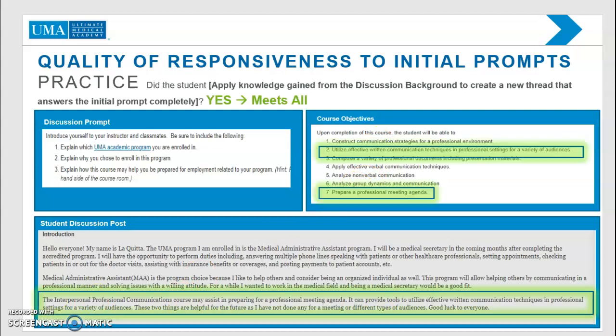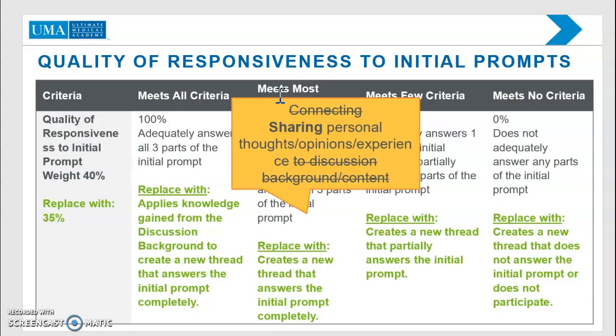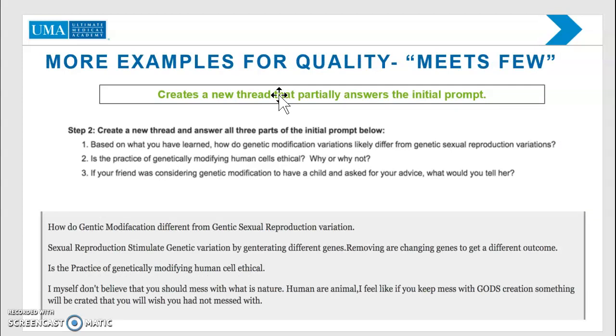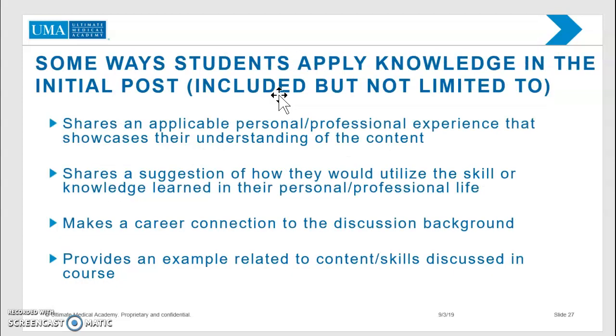So make sure you do the same thing, right? Do you see how she's using number 2 and number 7 in her last question? And getting meets all. That's your objective. These are a few more examples I have here, so please pause and review.